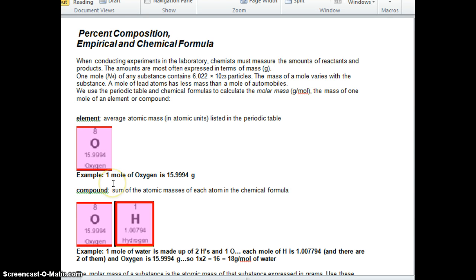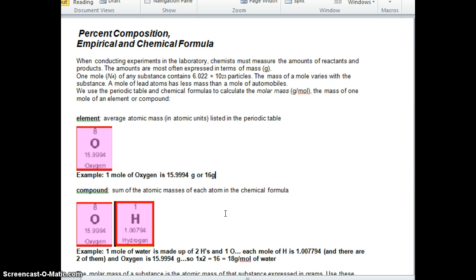So 1 mole of oxygen is 15.9994 grams, although usually we round, and we would say 16 grams. So 1 mole of oxygen is 16 grams. That's how much it weighs. Now, let's look at a compound.